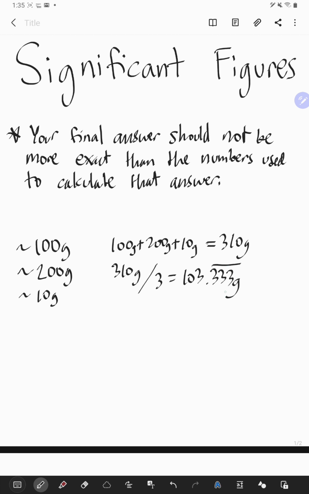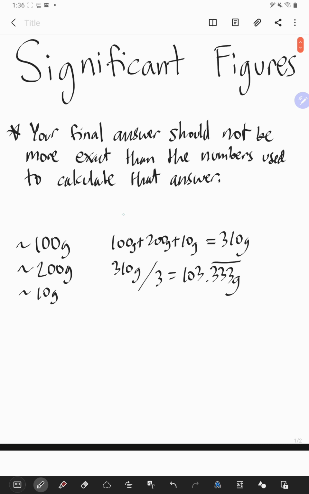And grams. And so if we just estimated all 3 of these values, then it would not make sense for this to be an extremely, extremely accurate value. Like, this shouldn't be 103.3333333, etc. grams. That just wouldn't make sense because these values are estimates. So since those are estimates, the final answer should also be an estimate.